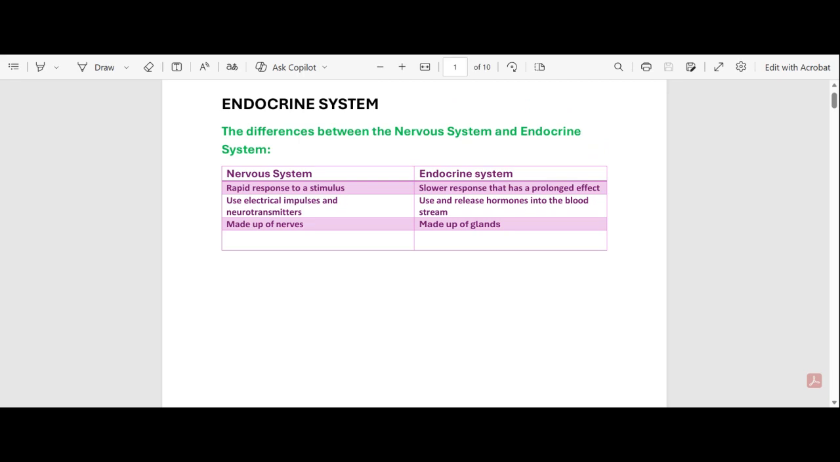The endocrine system is just a system of glands that secrete hormones directly into the blood and transports those hormones to target organs, right? So those hormones are transported to target organs. I hope that makes a lot of sense. I'll repeat that again. It's a system of glands, right?